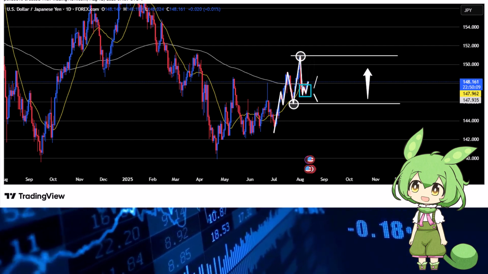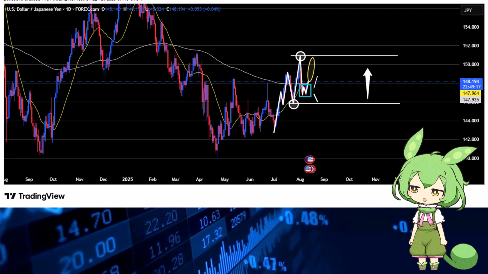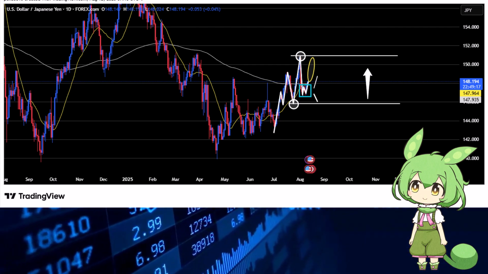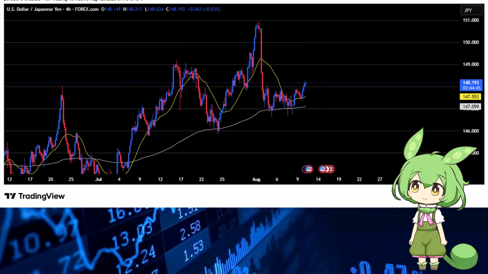Looking at the chart, we can potentially trade this entire price range. Of course, the price could reverse and drop for some reason, but based on the daily chart alone, this is our playground. Just to be clear, I'm not telling you to buy now. Yet. Let's move on to the 4-hour chart.